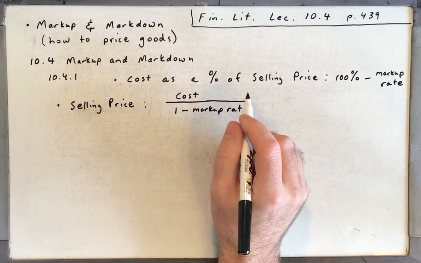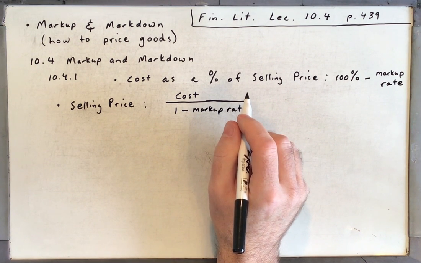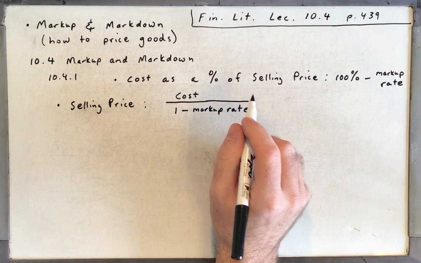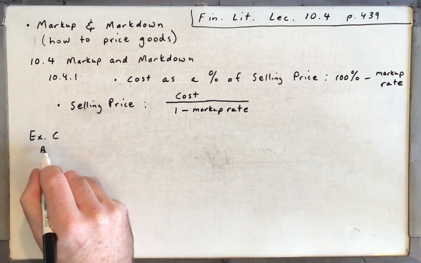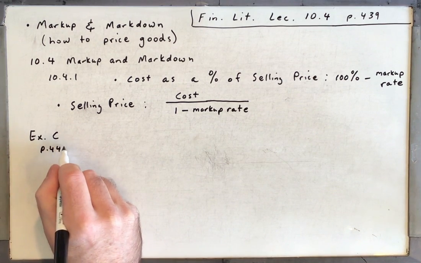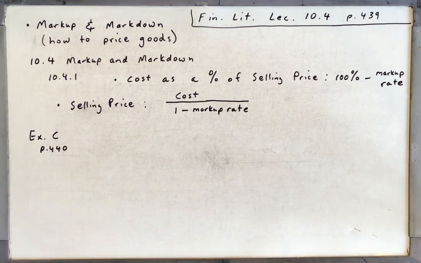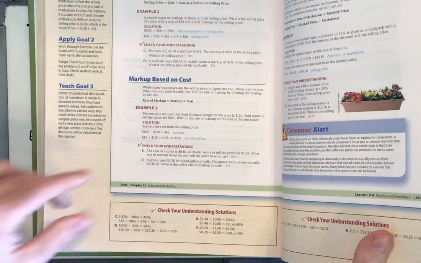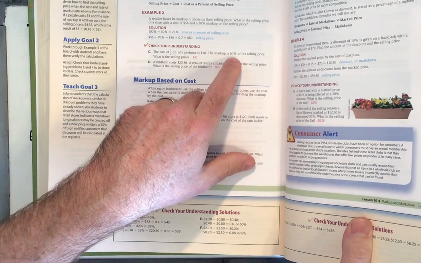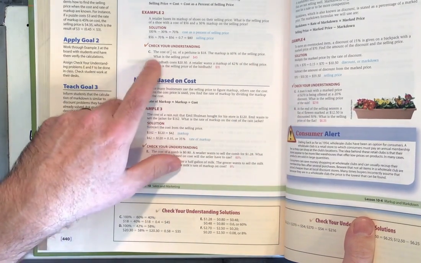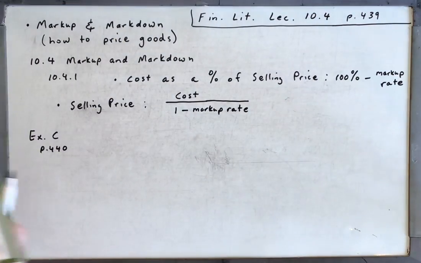Let's look at example C on page 440. Example C says the cost of a half ounce of perfume is $18. The markup is 60% of the selling price. What is the selling price?